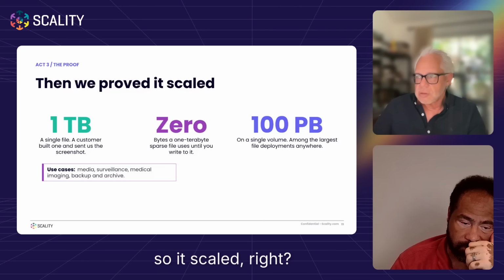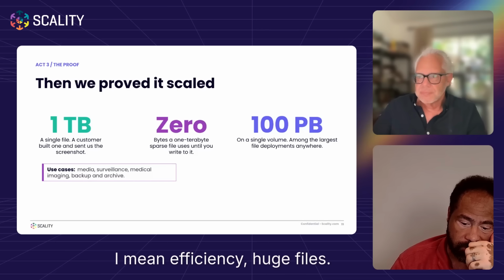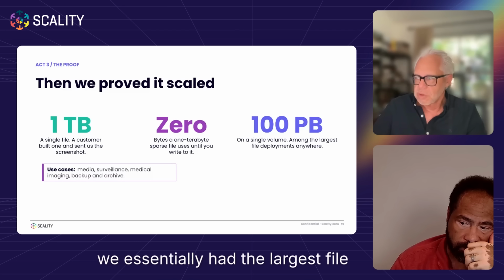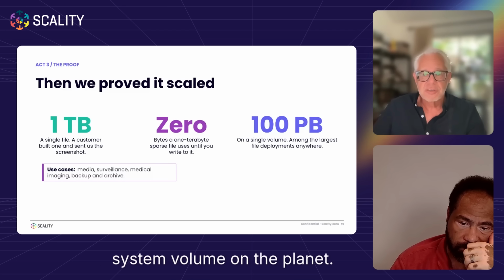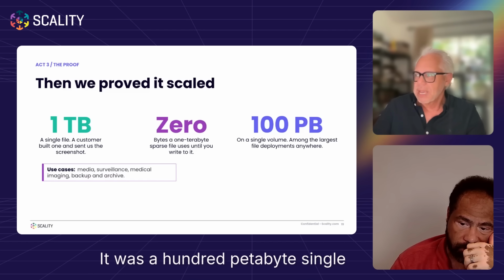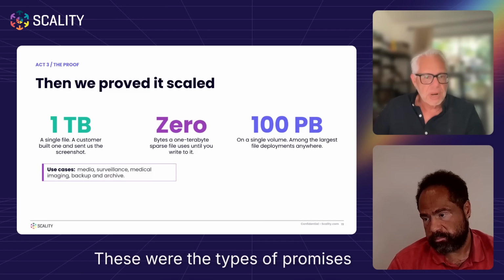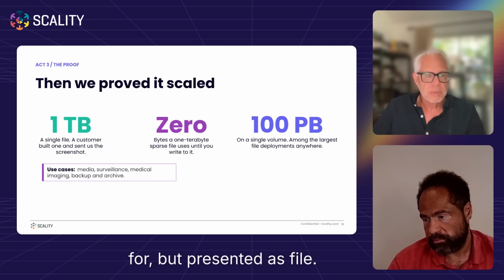So it scaled, right? I mean, efficiency, huge files. We had this huge deployment where we essentially had the largest file system volume on the planet. It was a 100 petabyte single file system volume, right? And these were the types of promises that people wanted an object store for, but presented as file.